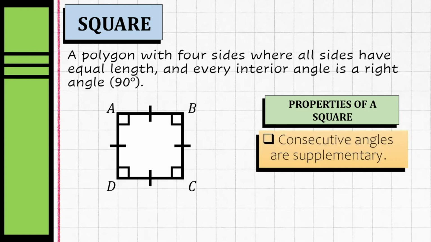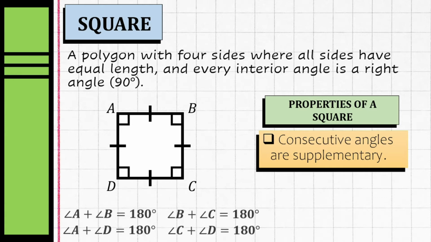Next, let's talk about the angles of our square. Consecutive angles of a square are supplementary. So we can say that angle A plus angle B is equal to 180 degrees, just like saying 90 plus 90 is equal to 180.